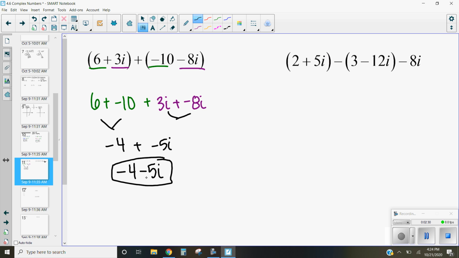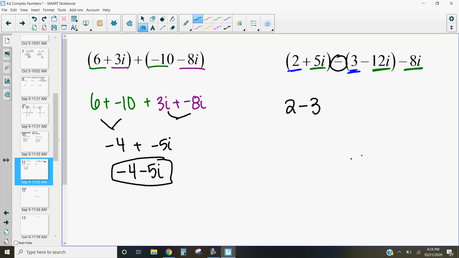So let's give this last one more example that we'll run through. This one we'll do all together. So we're subtracting here. Again, we want to identify all of the real parts, and then we want to identify all of the imaginary parts. And those are the ones we want to combine. So my real parts, I've got 2, my sign is subtract, minus 3. And then my imaginary parts are plus 5i minus negative 12i minus 8i.